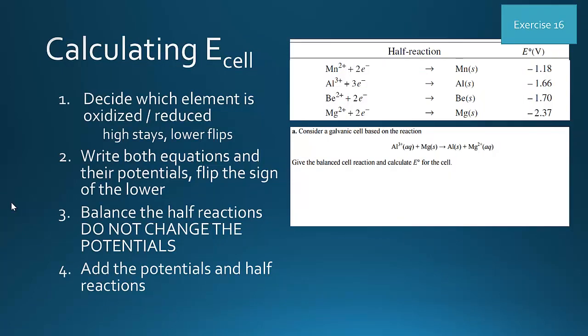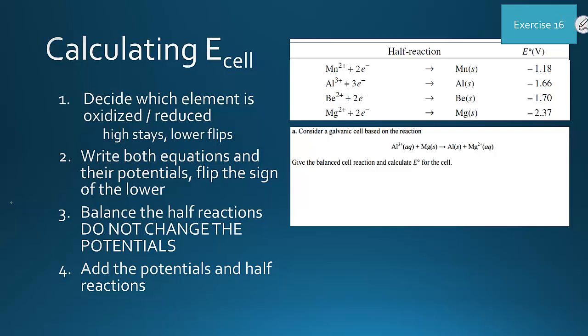So to calculate the electromotive force, or E cell, of a particular battery, we're going to first determine what the two half cells are. Then we will write the cell potential for each one. If it is the opposite of the table above, we'll flip the sign, we'll balance the reactions, add everything up, and that will give us our cell potential and hopefully the overall reaction for our galvanic cell.